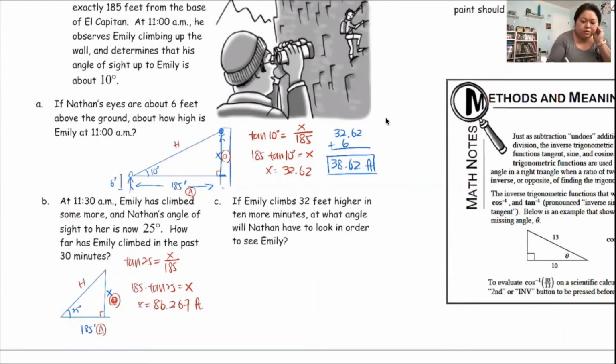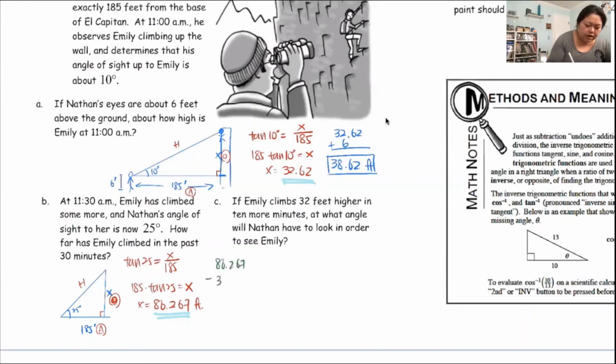Now you don't have to add his eye height in this case because all we're looking for is the difference between what he had seen at 11 a.m. versus what he sees now at 11:30. So you're looking for the difference between those two numbers. So you don't need to add his eyesight height in. All right, so let's compare the difference between those two numbers. We're comparing the difference between the two heights that she has climbed. So what he saw at 11 a.m. versus what he saw at 11:30, right?